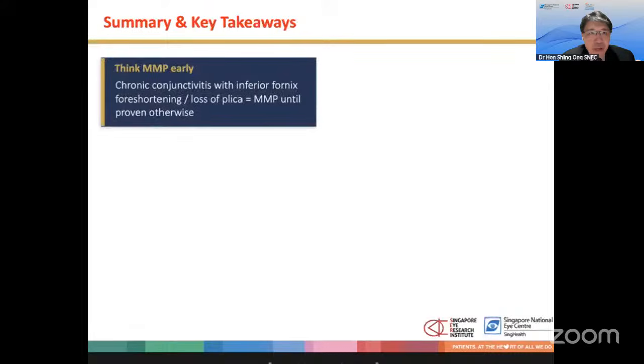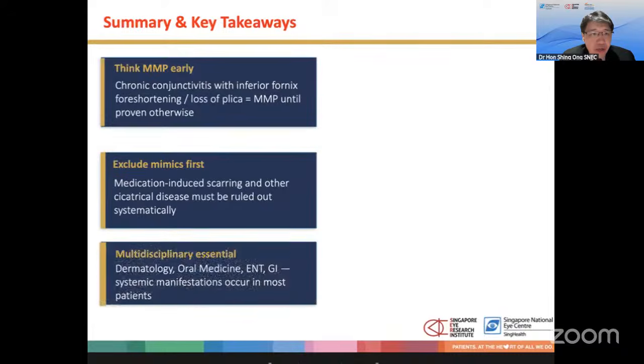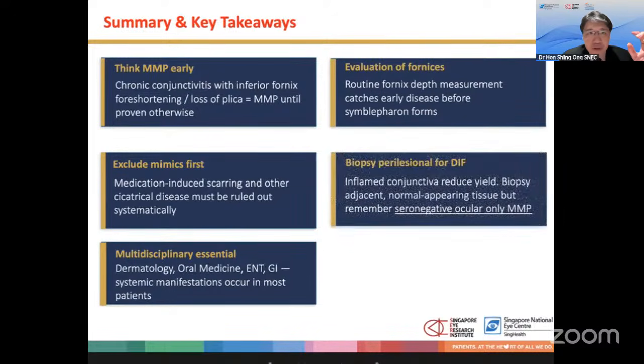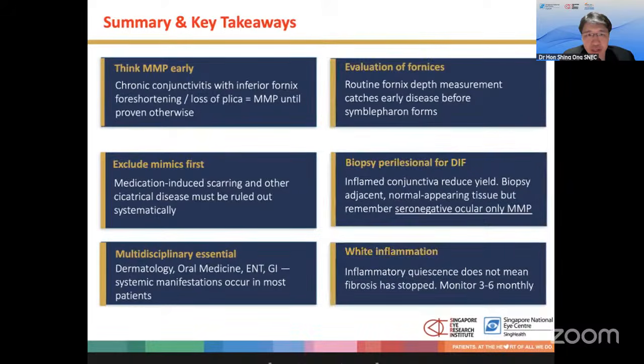Think pemphigoid early, especially in those with fornix foreshortening and loss of plica. Exclude the mimics, such as medicine-induced scarring. As this is a multidisciplinary disease, involve your dermatologist, your ENT surgeons, your oral medicine. Always evaluate the fornices, including either a fornix step measure if you don't have a photograph. Biopsy perilesional lesions to increase the yield, and remember white inflammation.